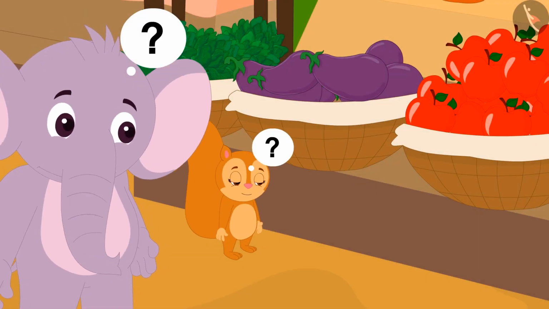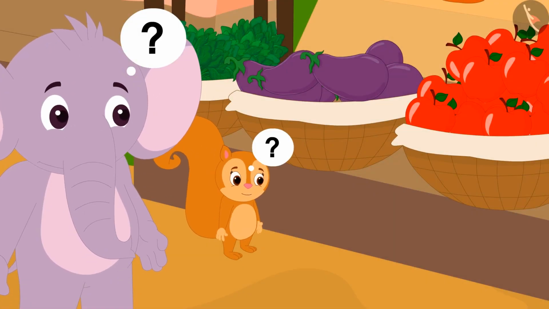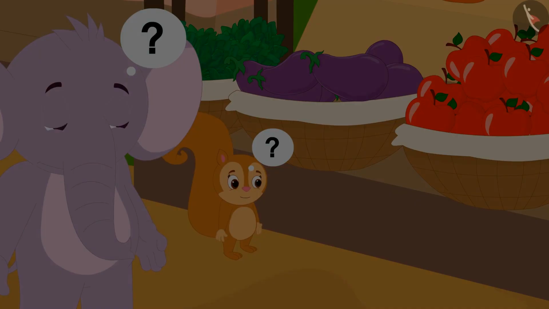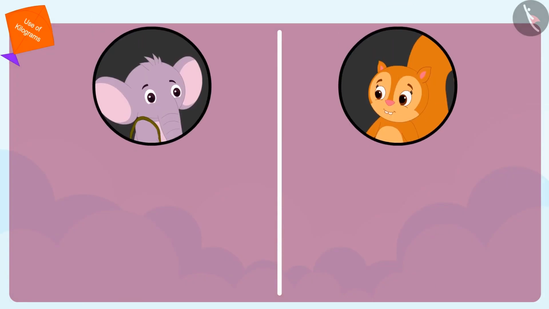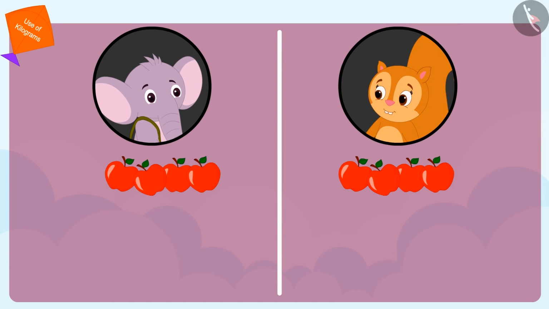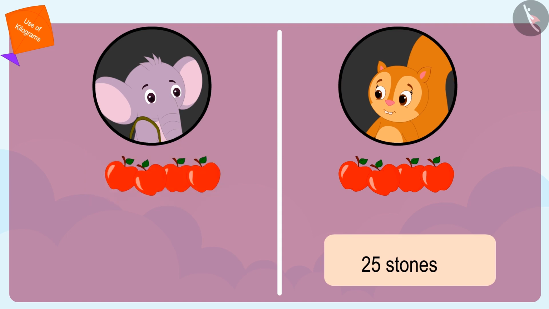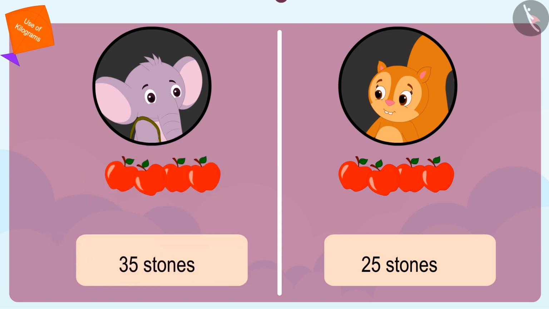Appu and Chanda were both shocked as to how could this happen. Both of them bought 4 apples, yet how can the weight of Chanda's apples be equal to 25 stones while Appu's 4 apples weigh 35 stones?